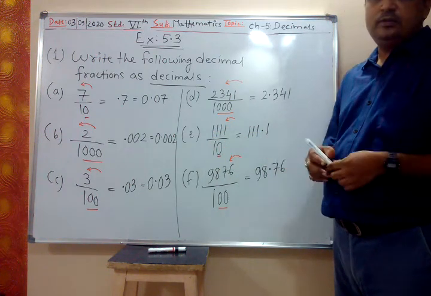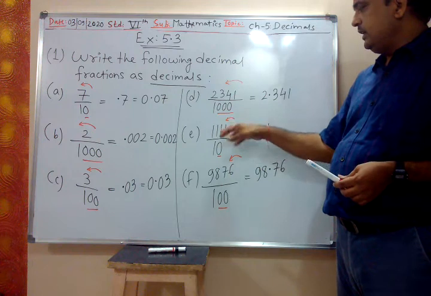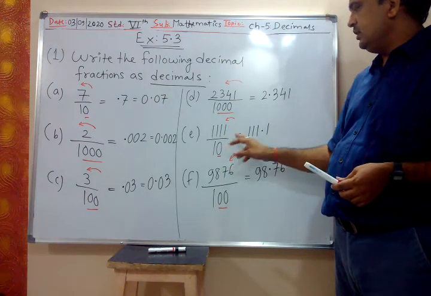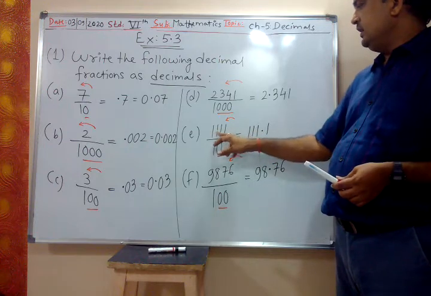Then 1111 upon 10. Denominator there is 1 zero. So now we start from right and put the decimal after 1 digit, because there is 1 zero in the denominator. So 111.1.